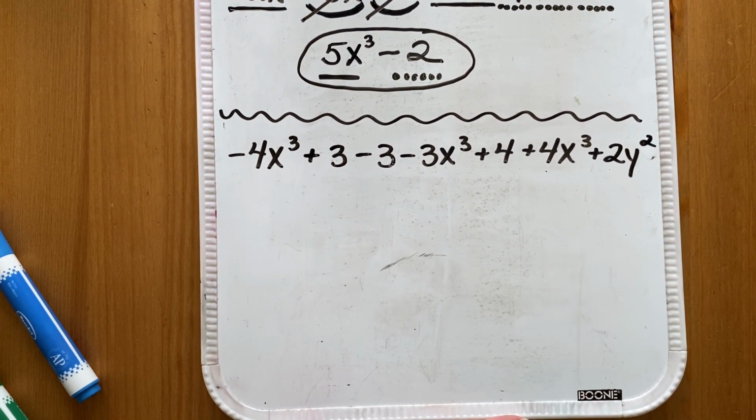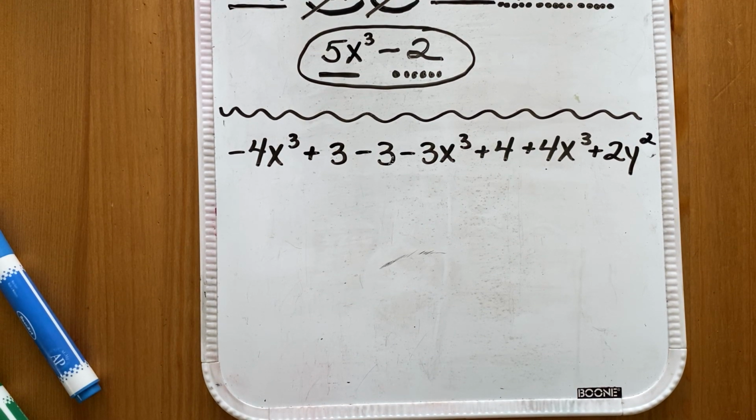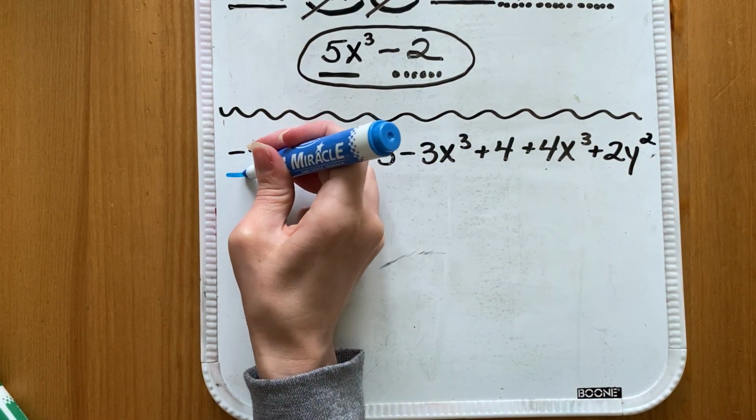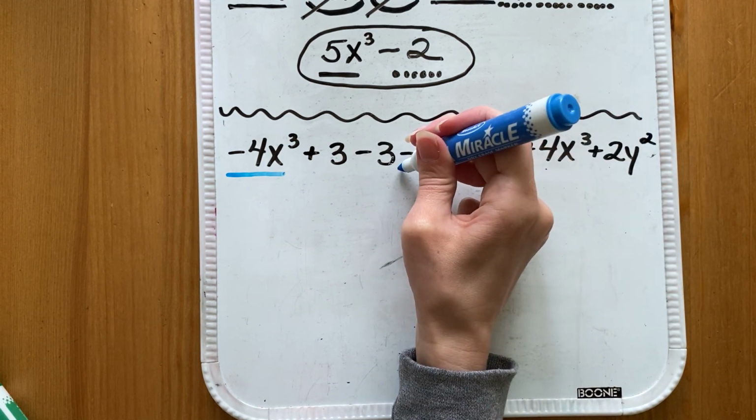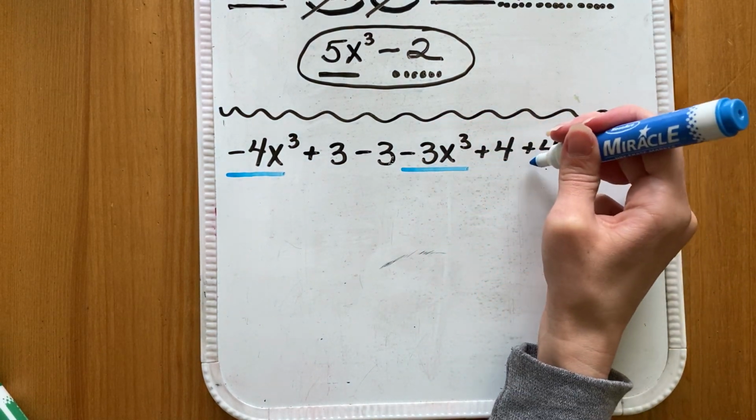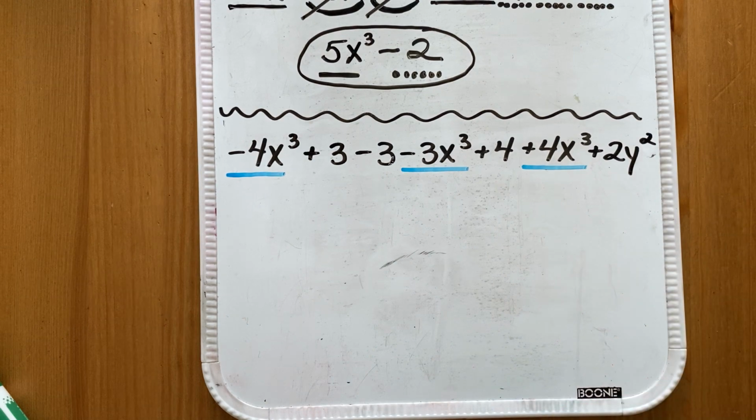Okay, only one more different thing to show you. If I identify my like terms first, I'm going to kind of combine those strategies. So I have different x to the third. So we have 4x to the third, negative 3x to the third, and another positive 4x to the third back here in the back.